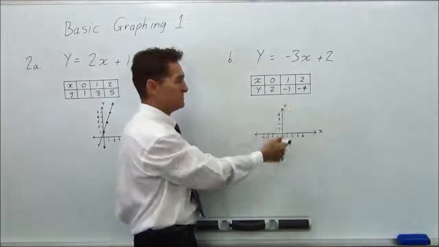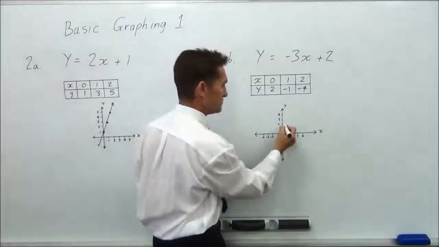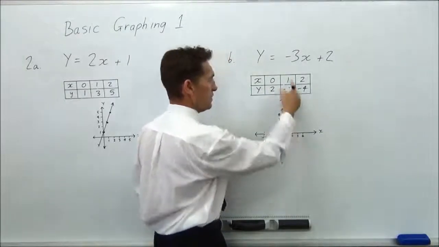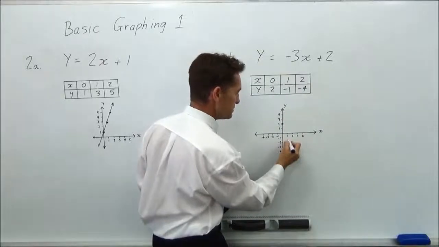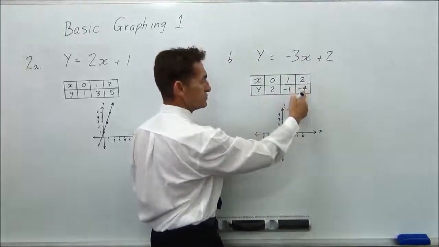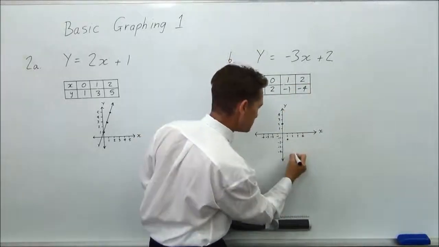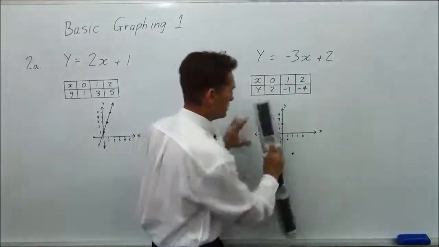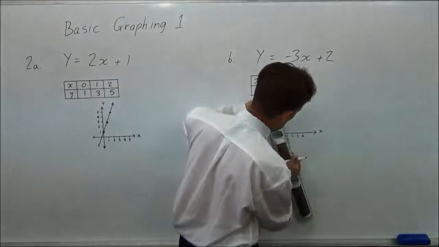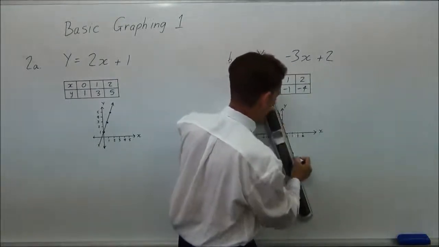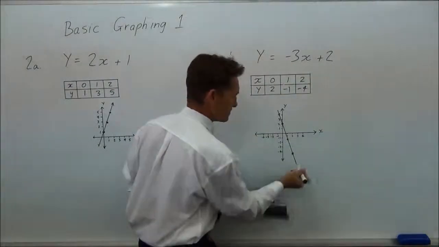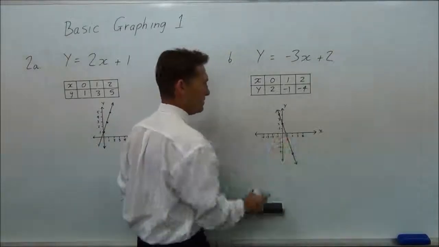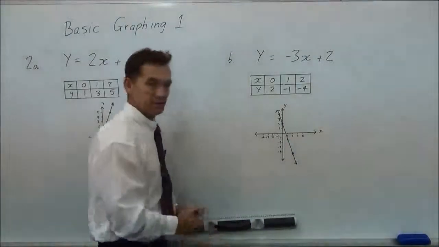And there are your 3 points. So 0, 2. 1, minus 1 is down there. And then 2, minus 4, there's 2, we'll go down to minus 4, is down here. You go and get your ruler and hopefully they'll line up. And there we go, and that's your line.